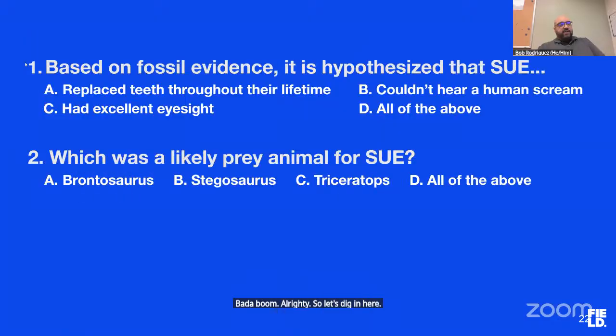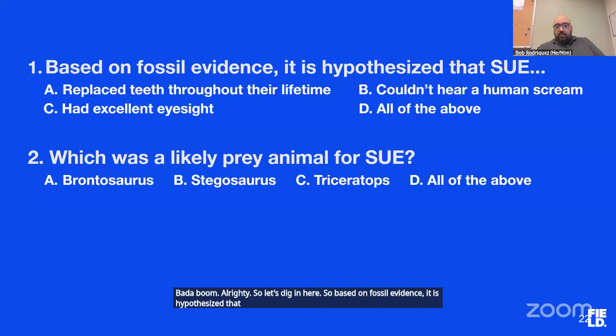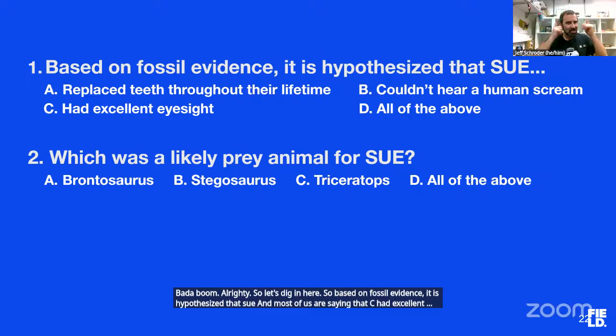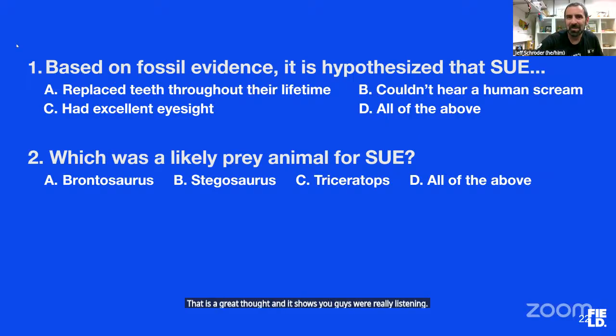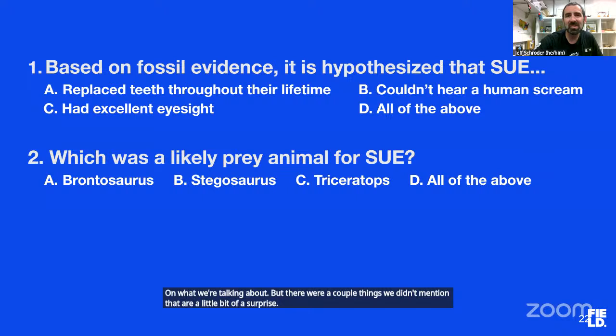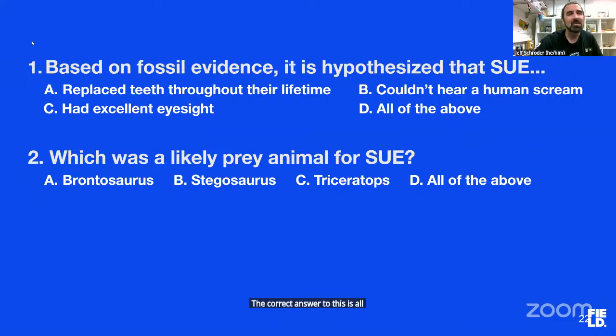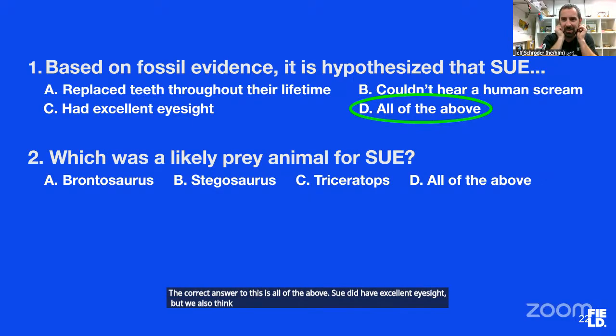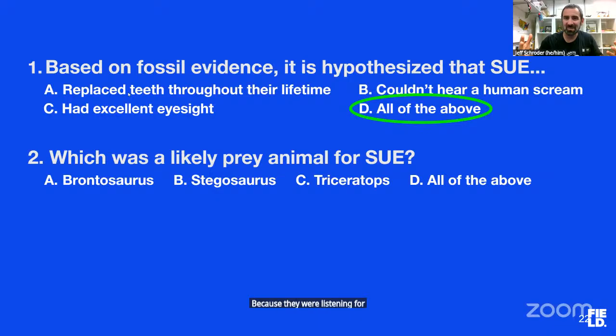So, based on fossil evidence, it is hypothesized that Sue, and most of us are saying that C, had excellent eyesight. That is a great thought, and it shows you guys were really listening on what we were talking about. But there were a couple things we didn't mention that are a little bit of a surprise. The correct answer to this is all of the above. Sue did have excellent eyesight, but we also think Sue couldn't hear a human scream because they were listening for lower sounds like other dinosaurs.